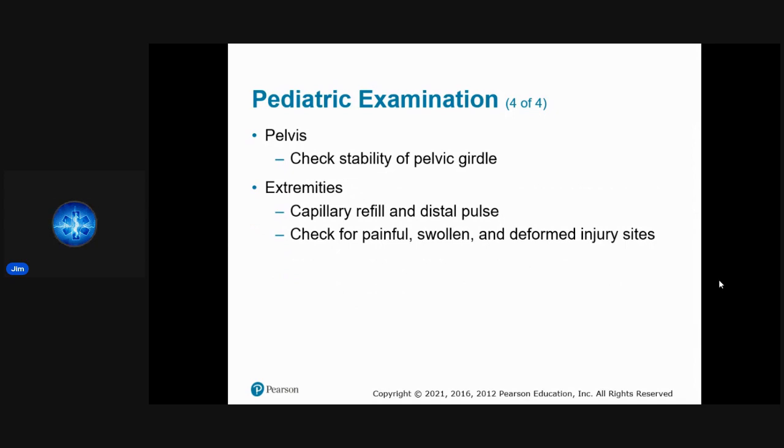We're going to check for stability in the pelvic girdle with pediatric patients. And we're going to examine their extremities for cap refill and distal pulses. We're going to check for painful, swollen, or deformed injury sites.